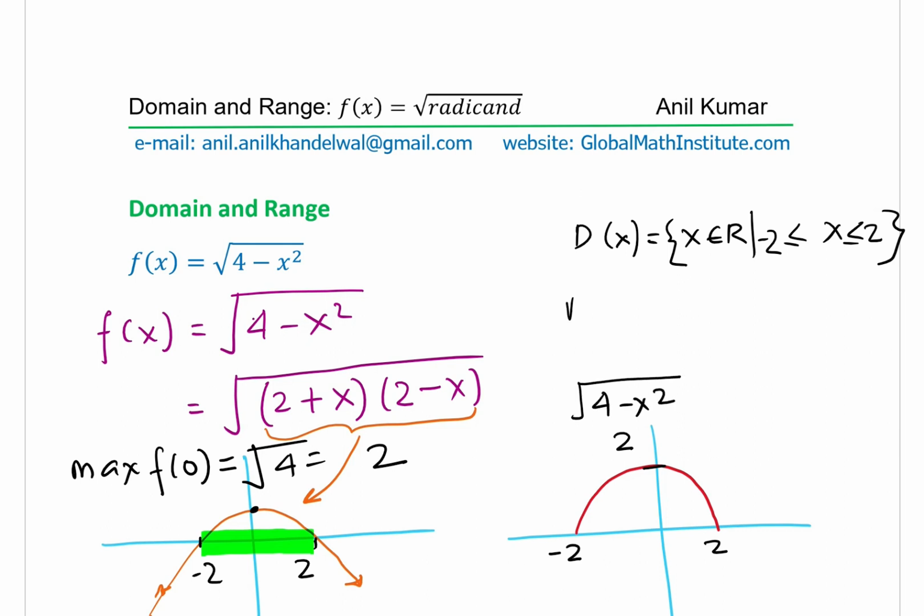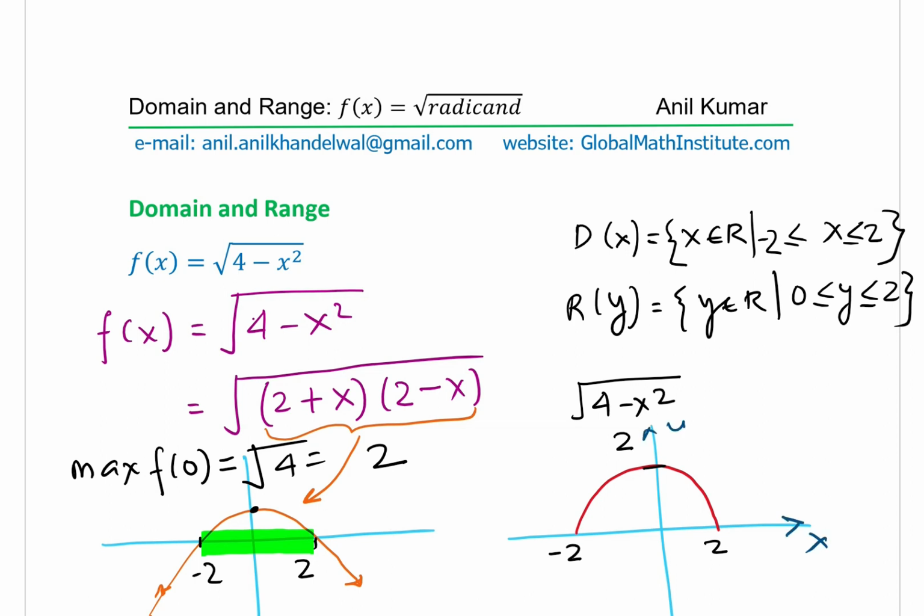Clear? So we can get our range as y belongs to real numbers where y is between 0 and 2, both included. Is that clear to you? So that is how you would write the domain and range of this particular function. Here both change and you can see how we have figured this out. So that is a semicircle. This equation is of a semicircle.